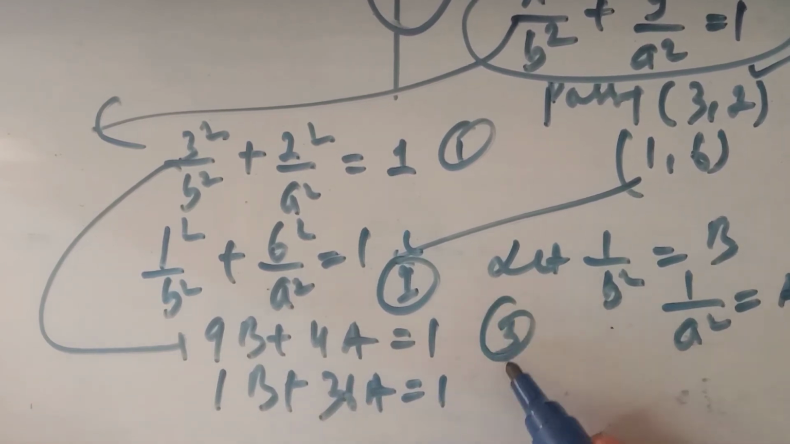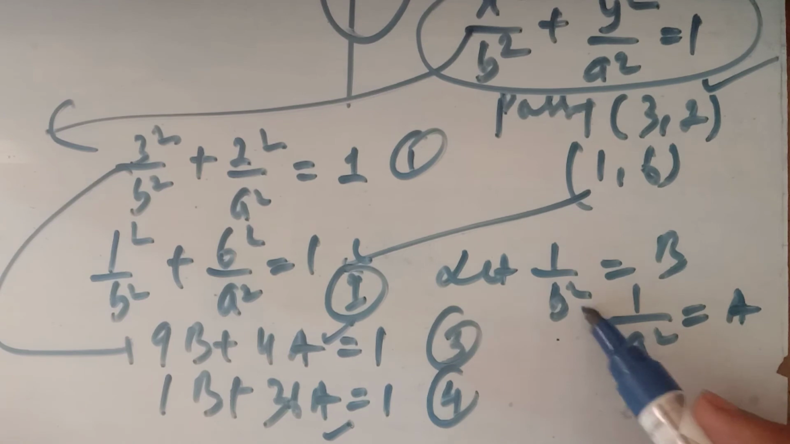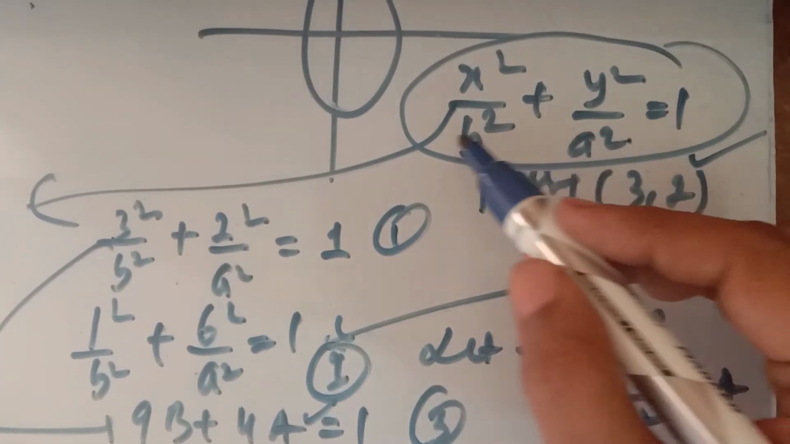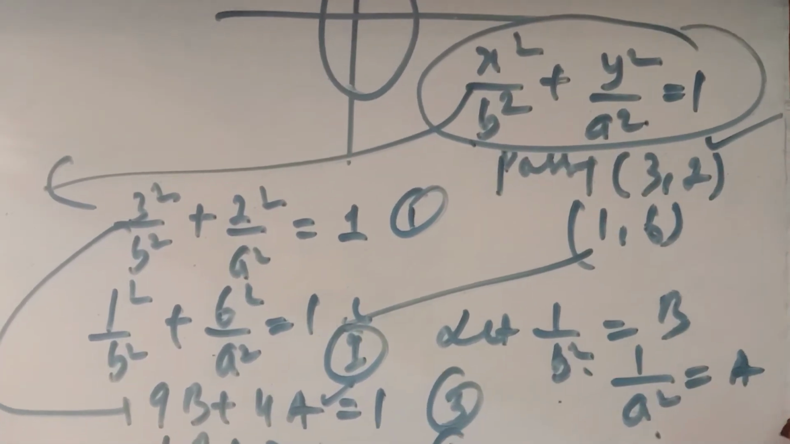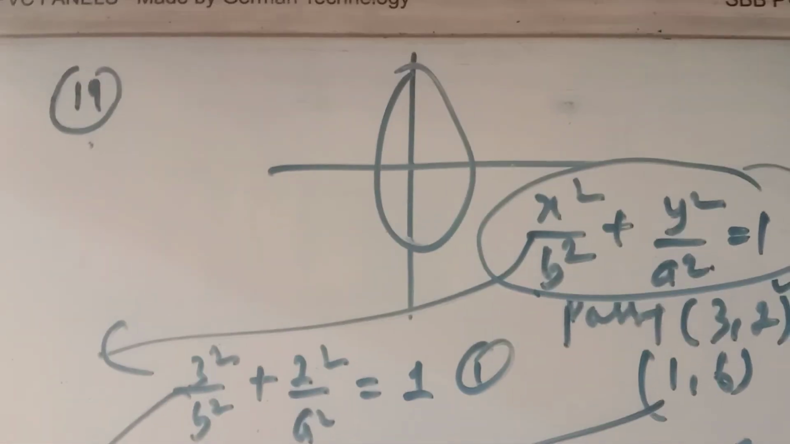You can solve these two equations simultaneously to obtain the values of a and b, and from a and b you can get the values of a square and b square and put them in the equation of the ellipse to find the equation of the ellipse. So it is an important question. Similarly is question number 20.